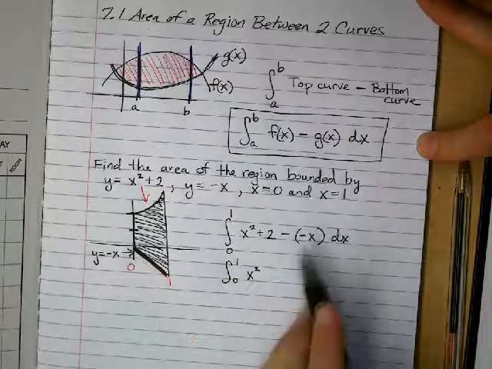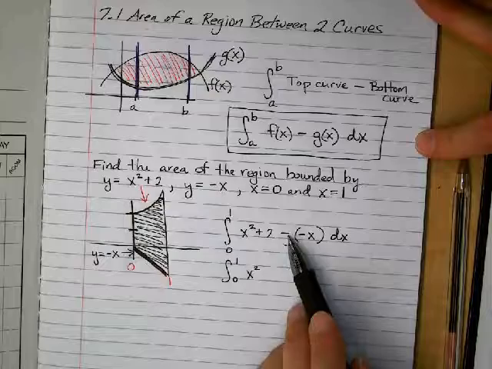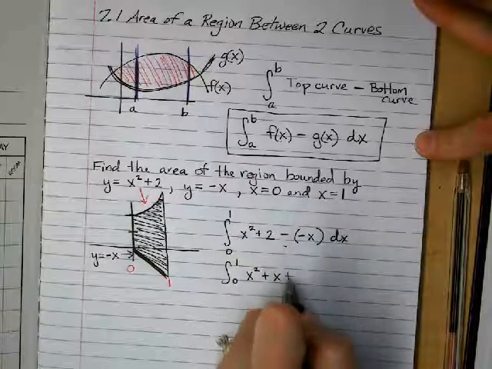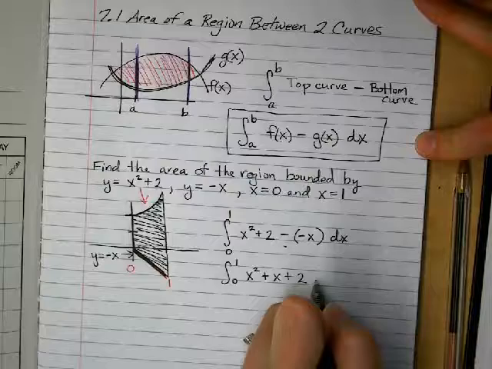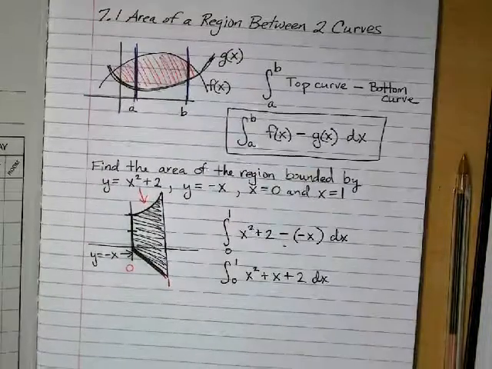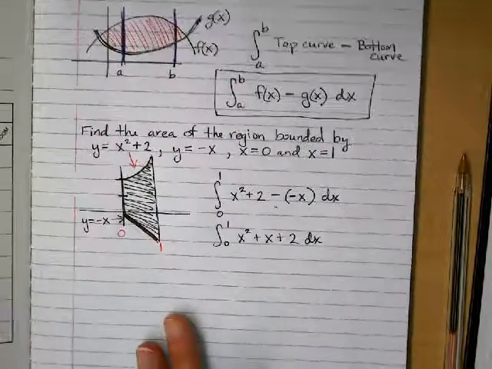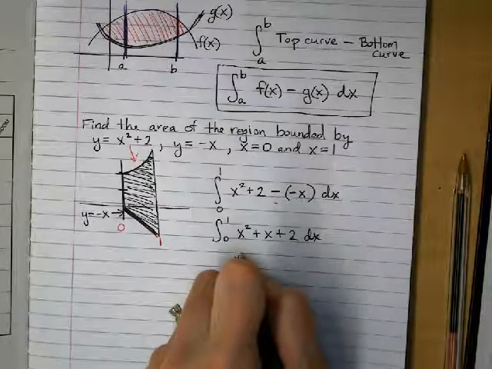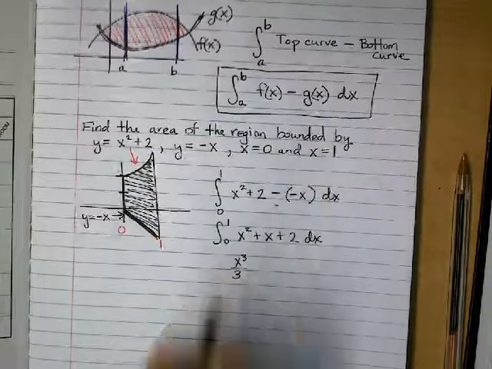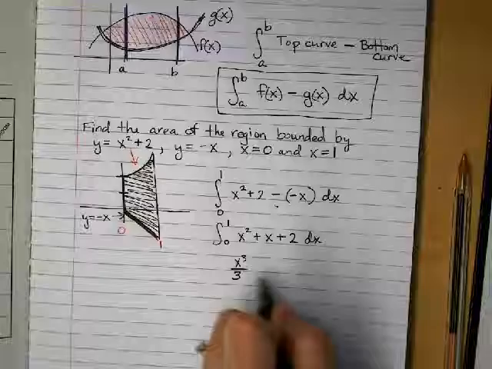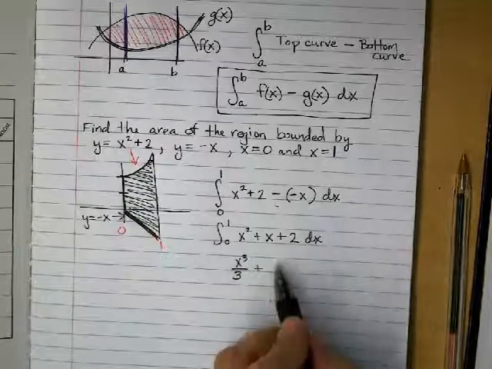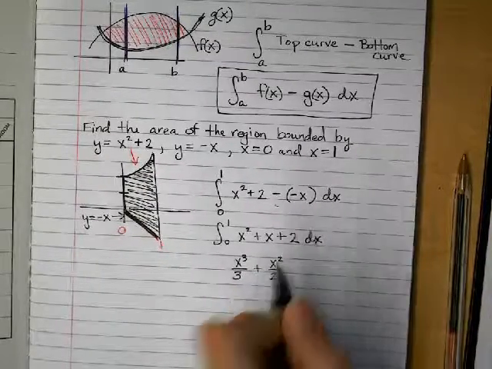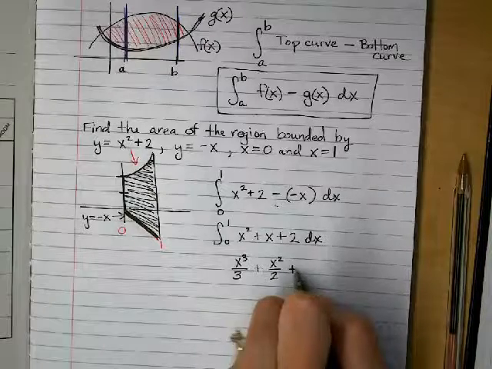What happens when it's minus negative x? Yeah, it's just plus x. So what if I just rewrote it x squared plus x plus 2? Okay, so now we're going to integrate that. That'll give you x to the third over 3, right? And what's next if you integrate the next one? X squared over 2 plus 2x.